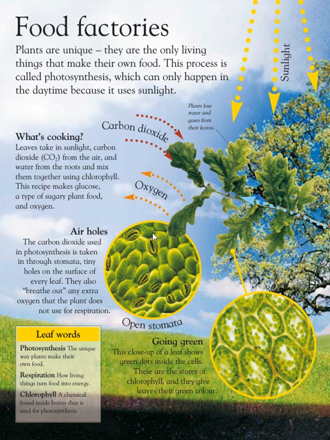All right, and do you see these little holes here? So this is a really blown up picture of the bottom of a leaf. Carbon dioxide used in photosynthesis is taken in through the stomata, tiny holes in the surface of every leaf. So these holes right here are called stomata, and right now they're open. They take in the carbon dioxide through those holes, and then they let out the oxygen through those holes as well.